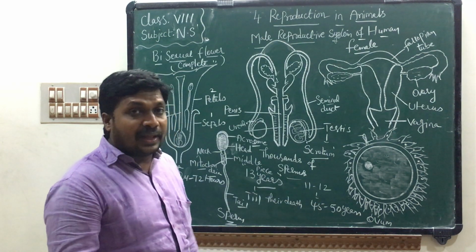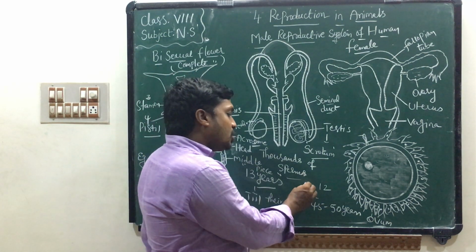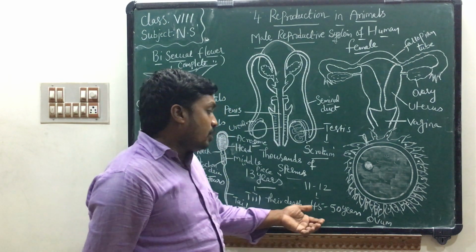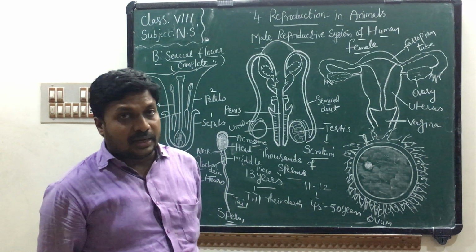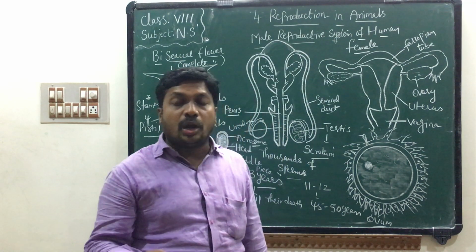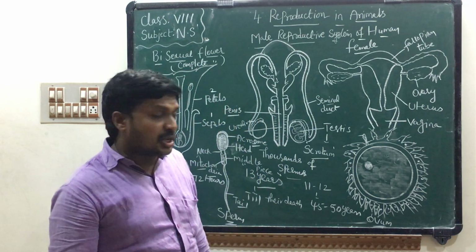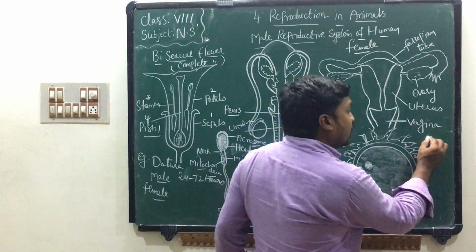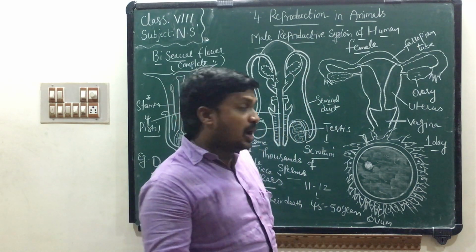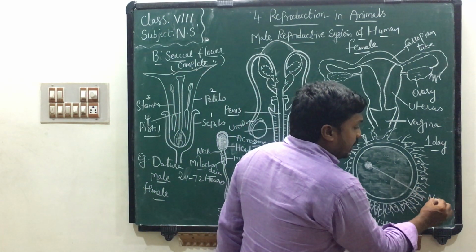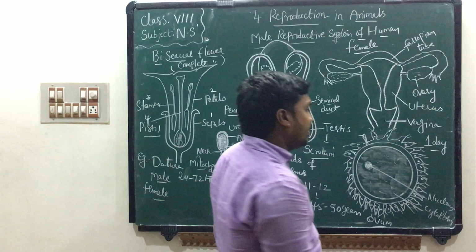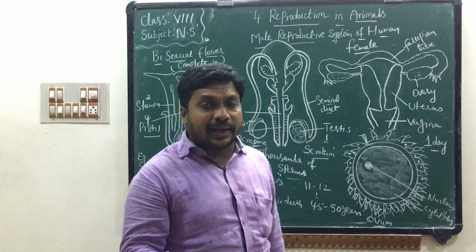Do you know the ovum is released in female human beings at the age of 11 to 12 years, and this ovum production stops at the age of 45 to 50 years? Production of ovum by a female human being is called ovulation. What is that? Ovulation. The ovum can live only 1 day, that is 24 hours. If you observe the ovum, we can find a nucleus and a cytoplasm. What is that? Cytoplasm.